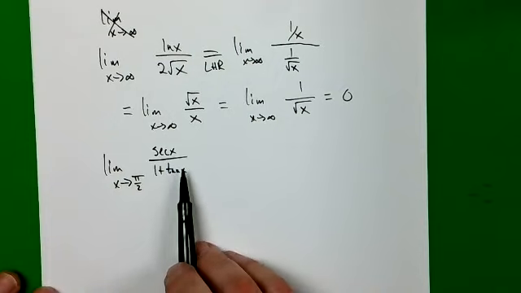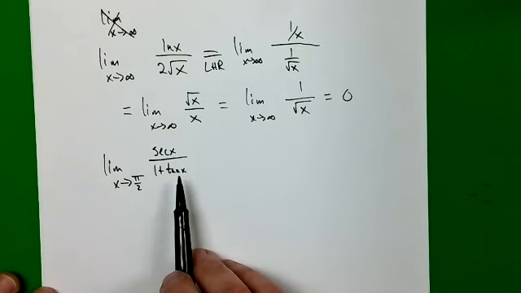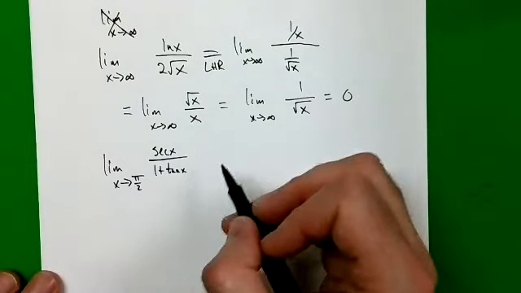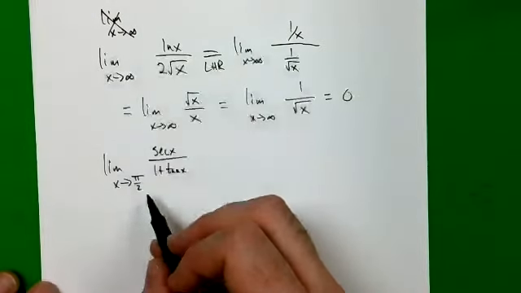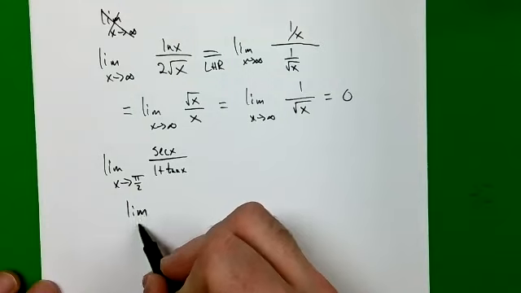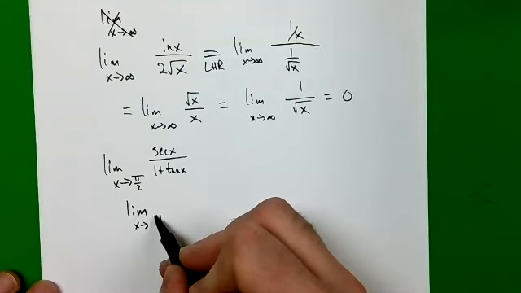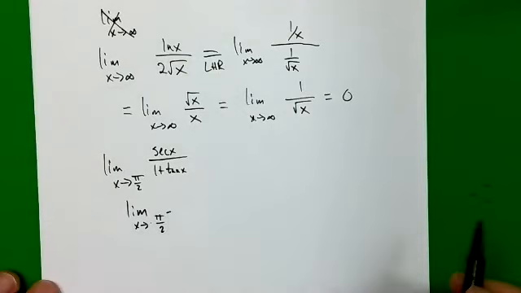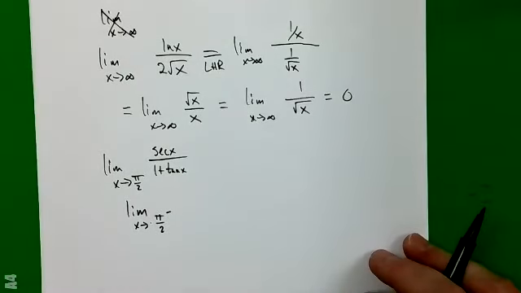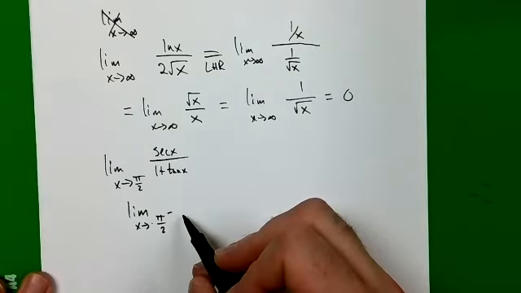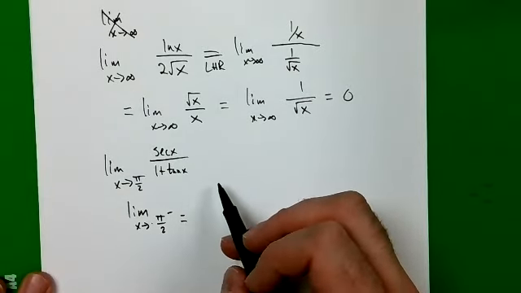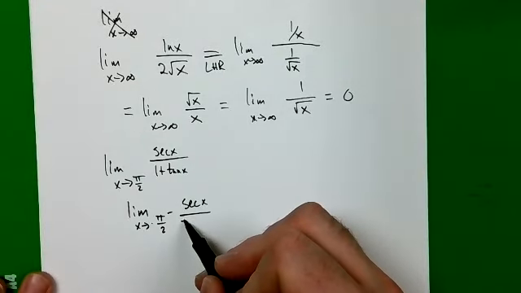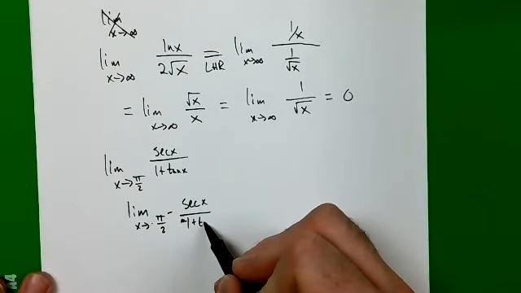So we end up with an infinity over infinity case, but whether we're looking at the limit from the left or the right will determine whether these are positive or negative infinity. So let's take the limit as x approaches pi over 2 from the left of secant x over 1 plus tangent x.